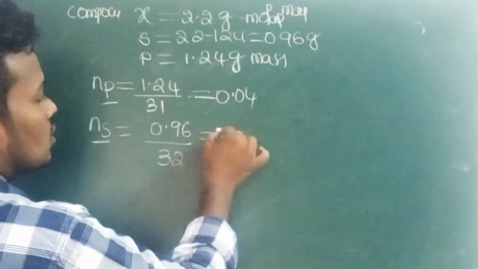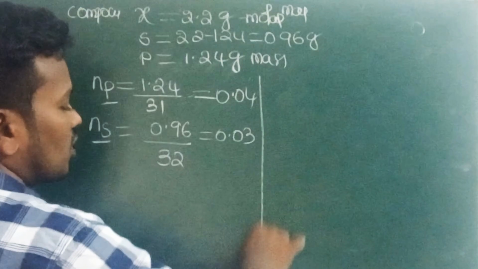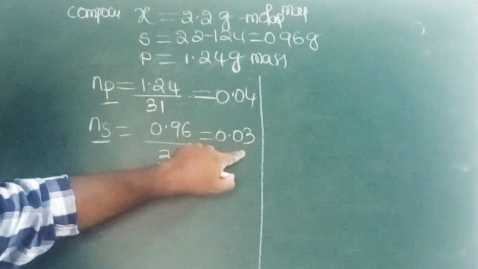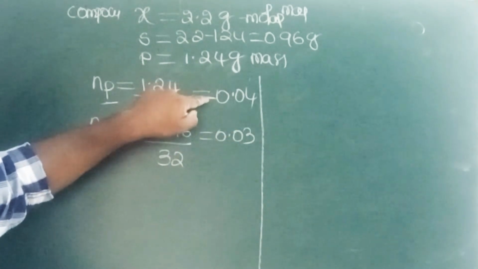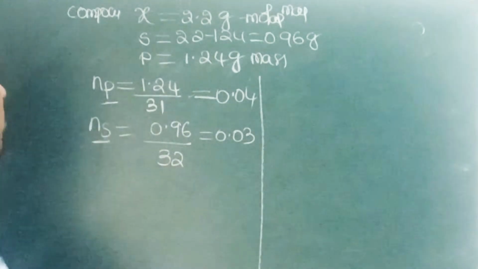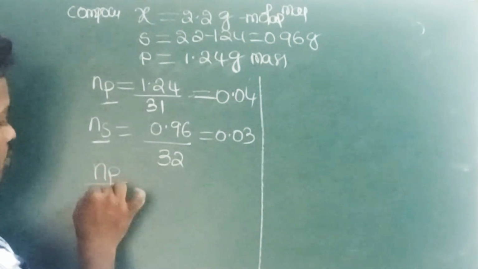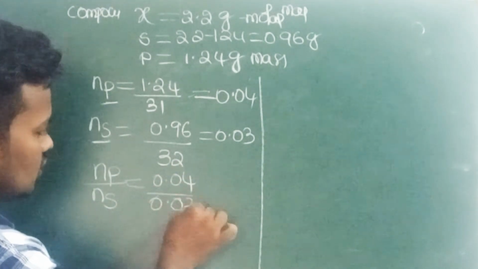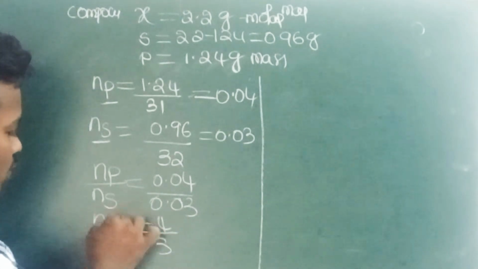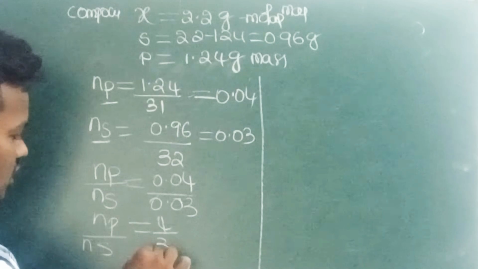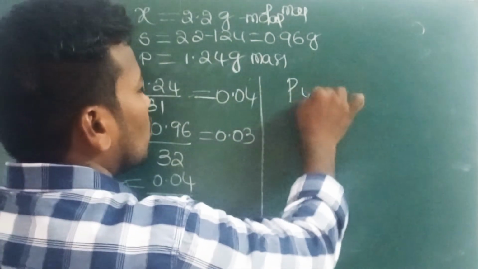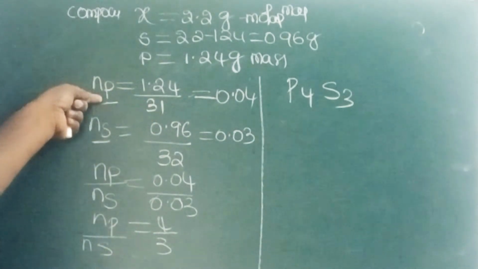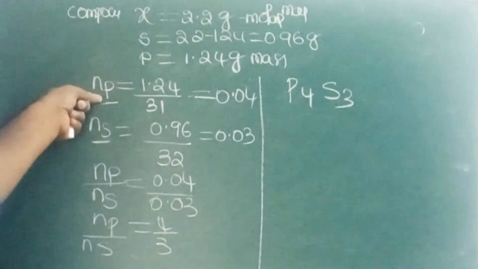Here you will get 0.03. This is the number of moles. Again we have to take the ratio. Ratio in the sense, whatever the highest number is there, you have to divide with the less number. So number of moles of phosphorus by number of moles of sulfur, 0.04 upon 0.03, nothing but 4 by 3. So phosphorus and sulfur, this is the ratio, nothing but the formula is P4S3.